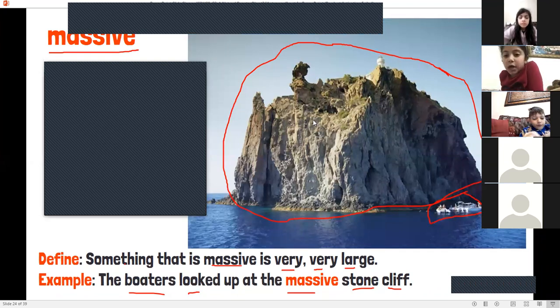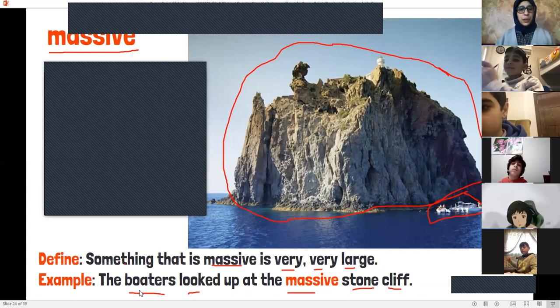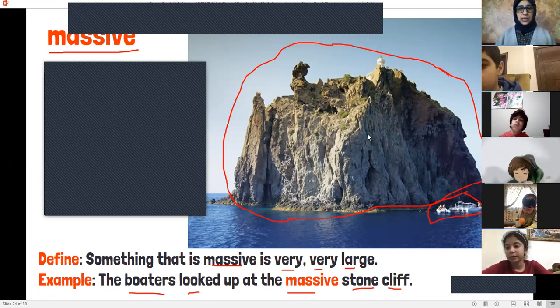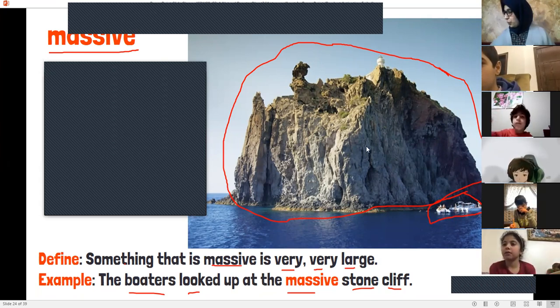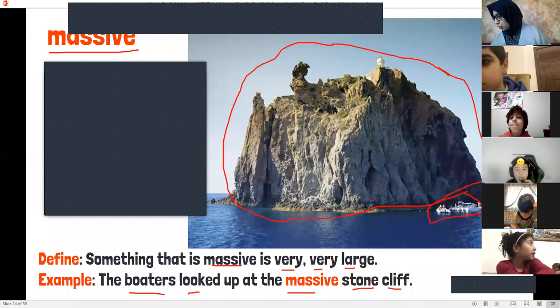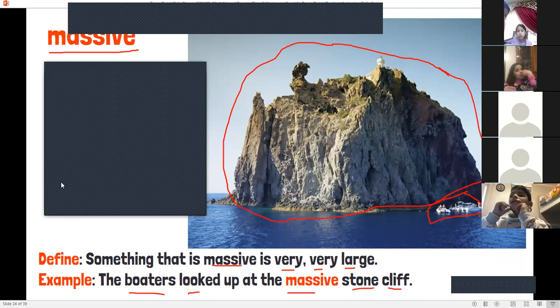Massive. Something that is massive is very, very large, huge. For example, the boaters looked up at the massive stone cliff. This is the boaters. They are in the boat. They are looking at the massive stone. Do you see how big this stone is? So it means huge or very, very large. Massive. Very large. Please mute.